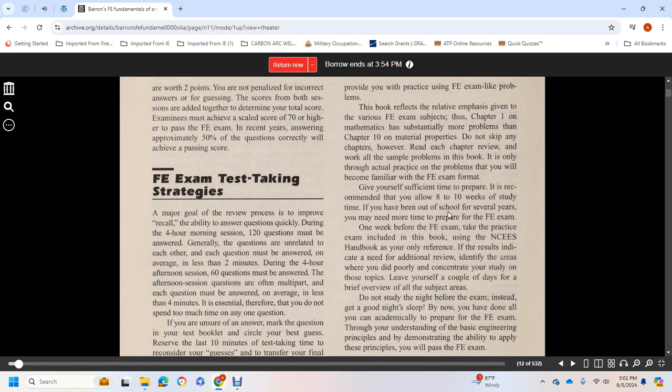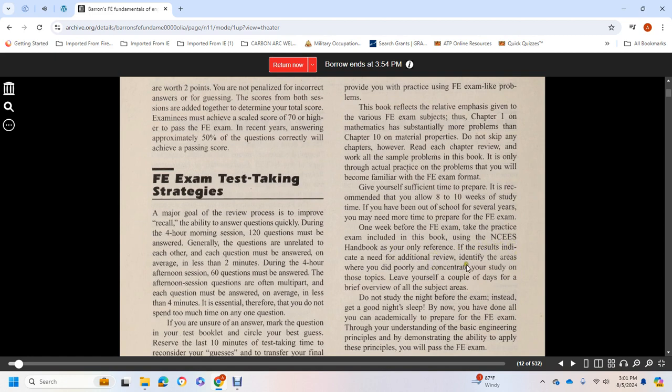Given sufficient time to prepare, it is recommended that you allow 8 to 10 weeks of study time. If you have been out of school for several years, you will need more time to prepare for the exam. Once a week before the exam, take the practice exam included in this book using the NCEES handbook as your only reference. The results will indicate where you need additional review.